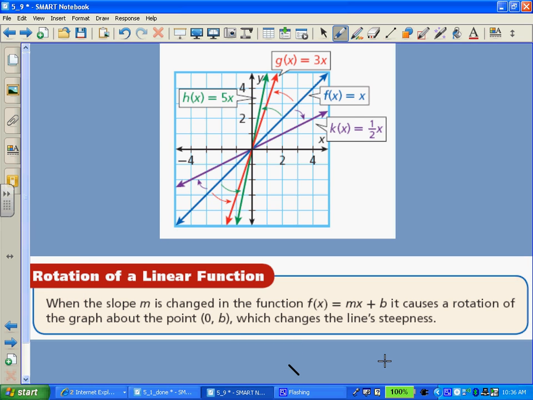Now, the next thing we're going to look at is rotation. Now, let's look once again, before we talk about what's in the box, let's start with our parent function, f of x equals x.